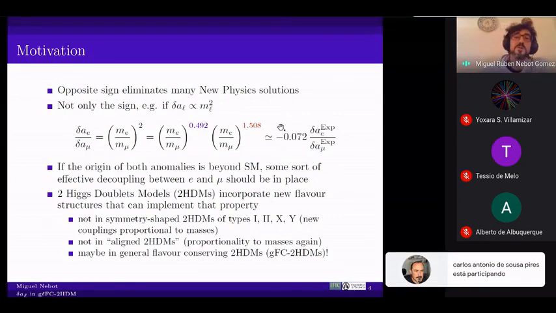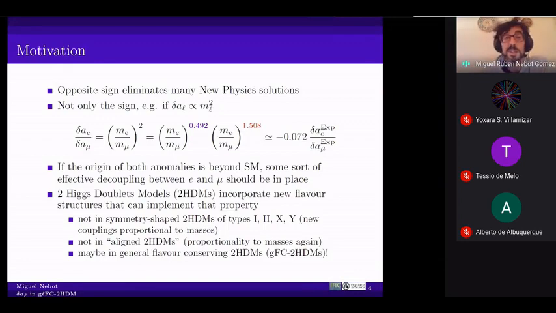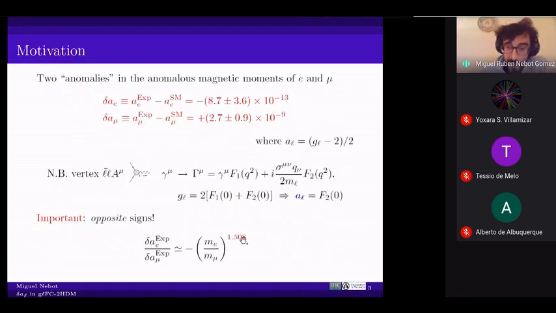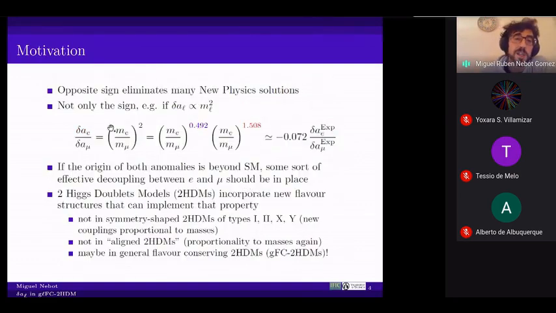So for many new physics solutions, many scenarios in which one wants to reproduce both anomalies, this different sign is quite challenging. But not only the sign, the fact that we have this peculiar value here means that, for example, if one has a new physics model in which the corrections scale, let's say, like the mass of the lepton squared, well, this is already telling you that you will never be able to reproduce both, because simply the ratio of this kind of contributions is just off what you expect.